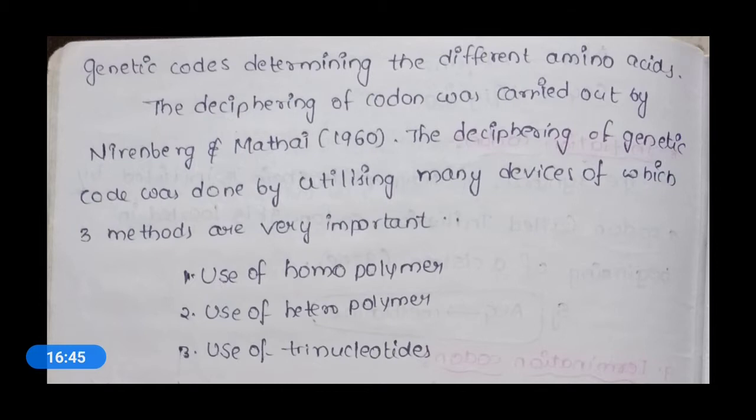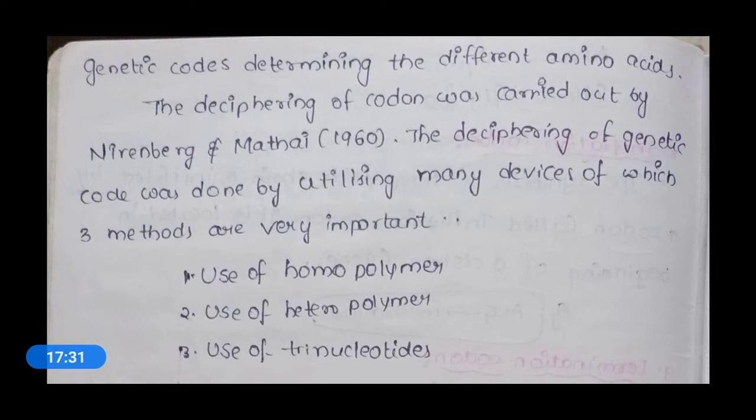Deciphering of the genetic code was done by utilizing many devices, of which 3 methods are very important. To identify these 64 codons responsible for different amino acids, they utilized different devices and several methods, of which 3 are very important. What are they? Use of homopolymer, use of heteropolymer, and use of trinucleotide. Here the first method is use of homopolymer.